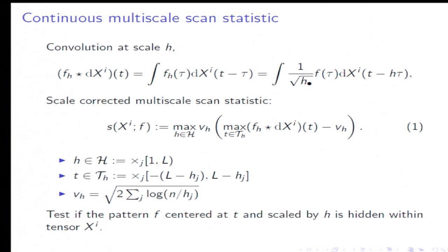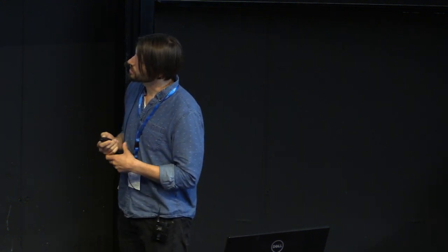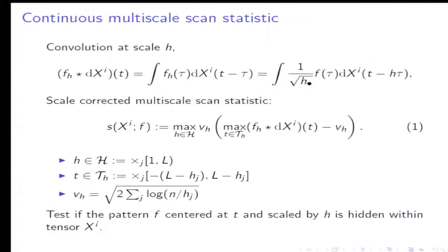For the multiscale scan statistic, we convolve our dilated pattern with the image and then see if that's abnormally high. But we can choose many different scales; these are these h parameters. So how do we deal with the fact that there are multiple scales? First of all, there's a typo here. This n should be a capital L, so there should be no n here, just capital L's.